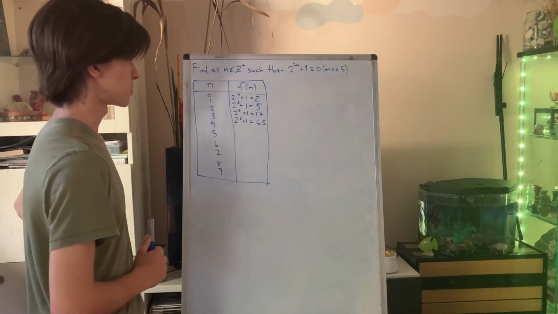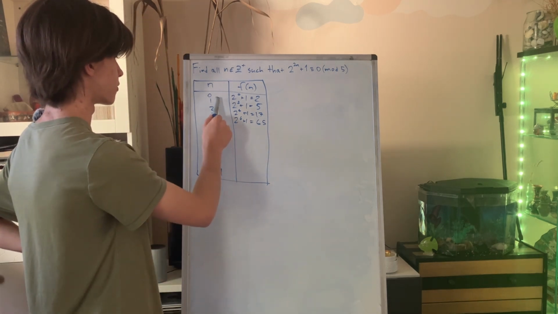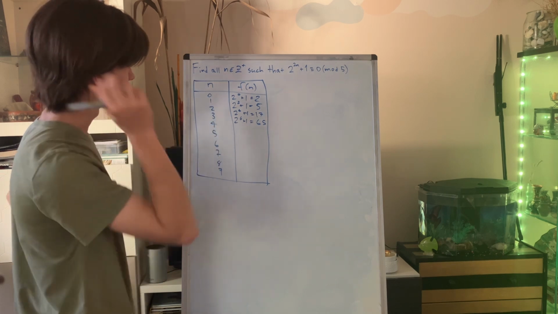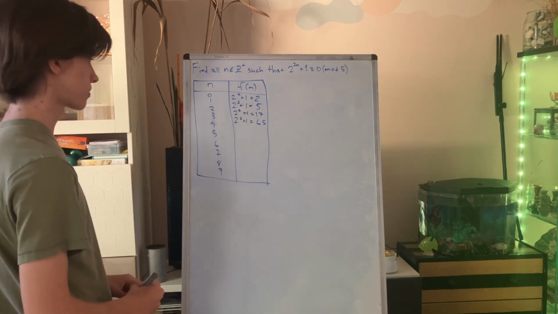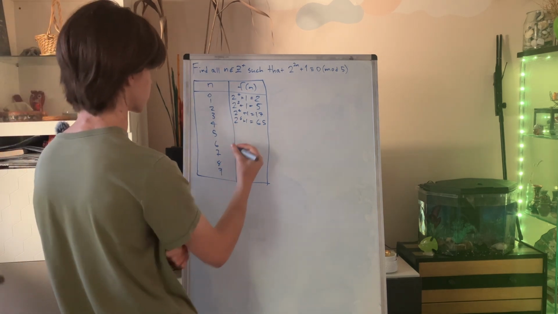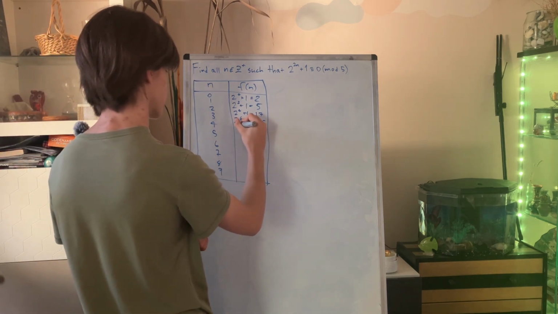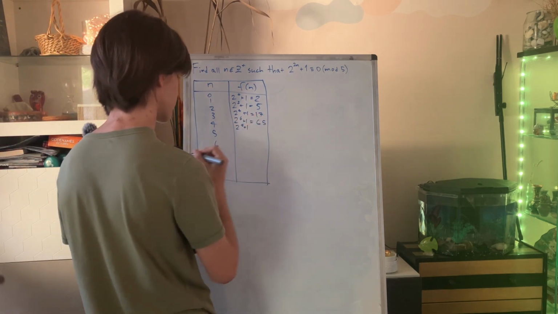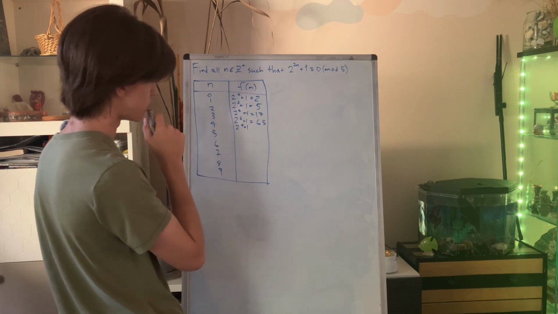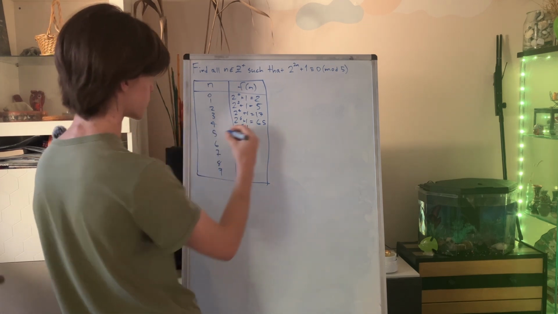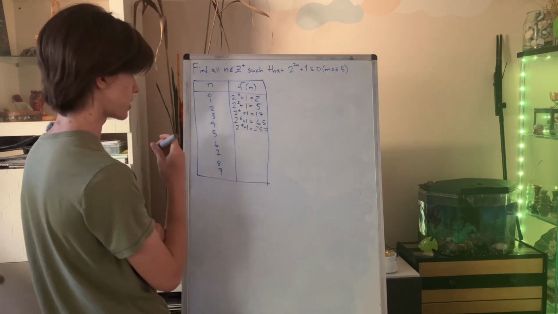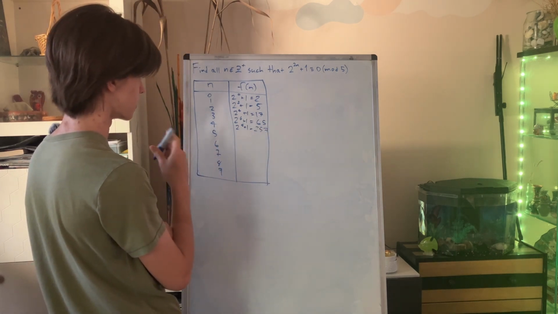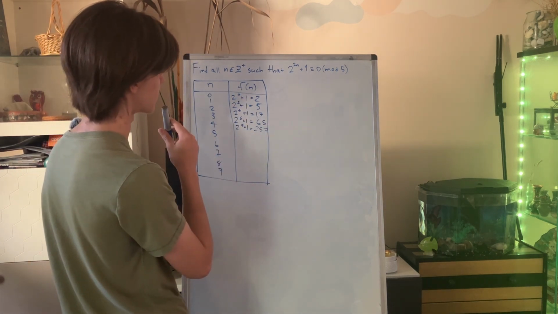I already see a small pattern coming out. We have every alternating value. So for the odd ones, it seems to work. Well, maybe we can find a counterexample. We have 2 to the 8 plus 1. That's going to be 2 to the 8, 256, plus 1, 257. Okay, there definitely seems to be a clear pattern now.